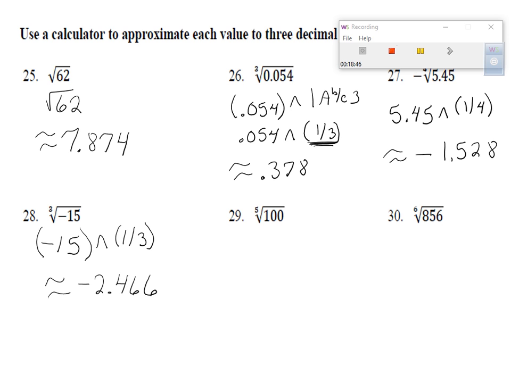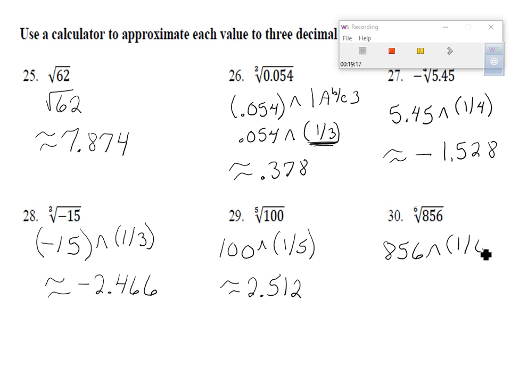To do 100 to the 5th power, I'm going to take 100 caret 1/5. That's all there is to it, and get about 2.512. So just a little bit of calculator work. Guys, on your homework, you're going to pretty much not use your calculator. On this one, I'm going to go 856 caret 1 divided by 6 in parentheses and get about 3.081. Okay, so that's all there is for a second.